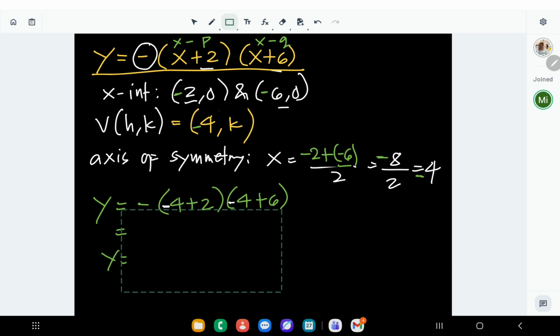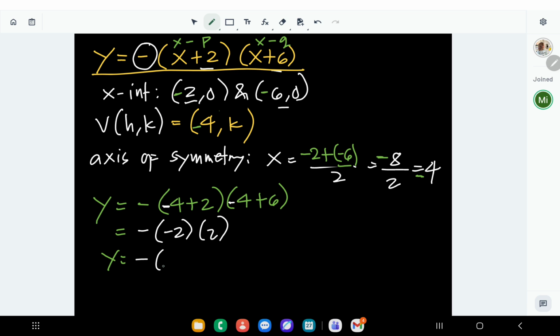Okay, let me delete. Negative 4 plus 2 is negative 2. Then negative 4 plus 6 is 2. So this is negative of negative 2 times 2, so y is equal to 4. So the vertex is (negative 4, 4). Why do I keep on writing negative? What's happened to my brain?